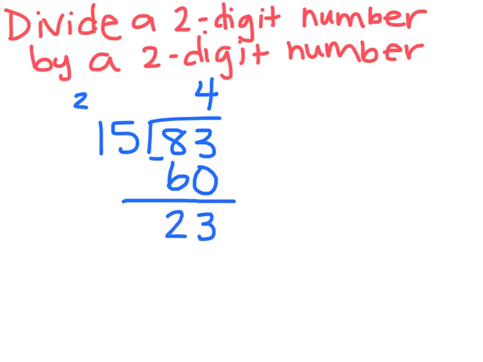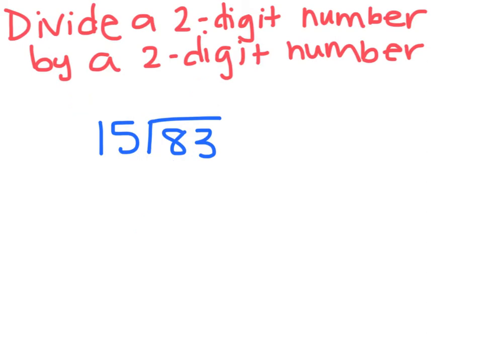Uh-oh, do you see a problem? This number is bigger than 15, so 4 is not a high enough number. 15 is going to fit into 83 at least one more time. So let's go back and try again using one digit higher to see if we can get closer to 83. Let's try again with 5.